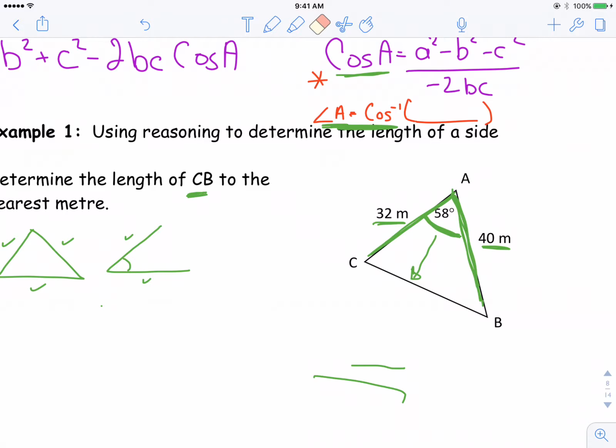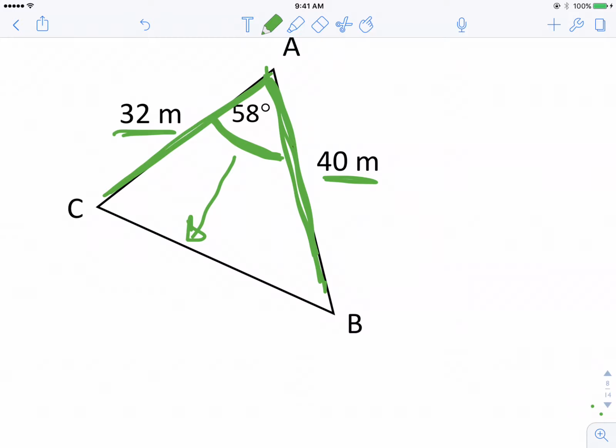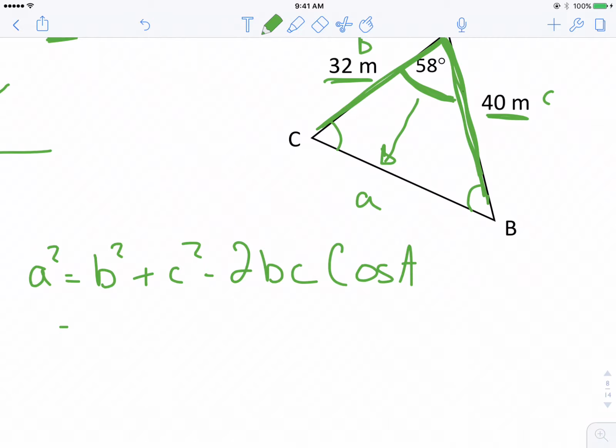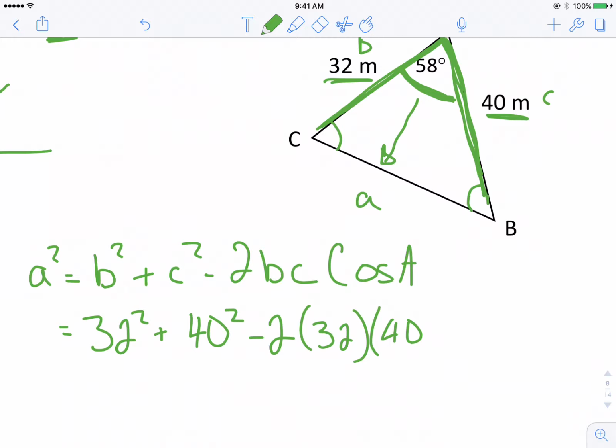So because our triangle is labeled ABC already, I can very simply say, well, if that's angle A, this is side a, this would be angle C, this would be angle B, this would be side c, and this would be side b. I go to my formula, a squared is equal to b squared plus c squared minus 2 times b times c times the cosine of A. Fill in my formula: 32 squared plus 40 squared minus 2 times 32 times 40 times the cosine of 58 degrees.